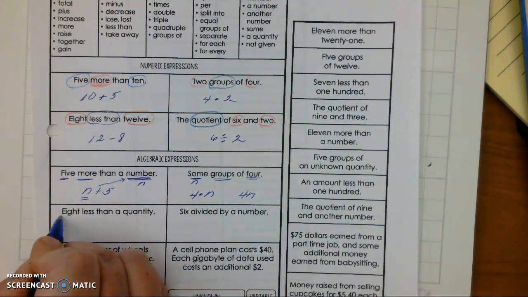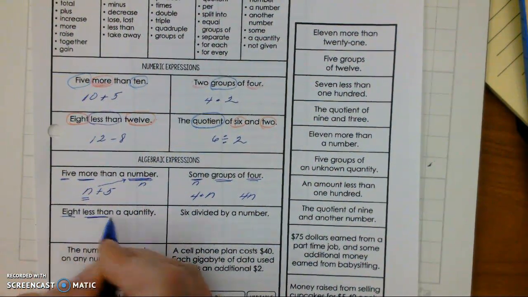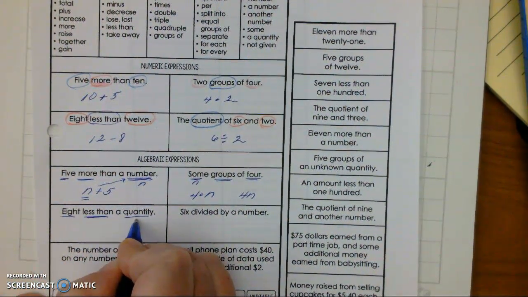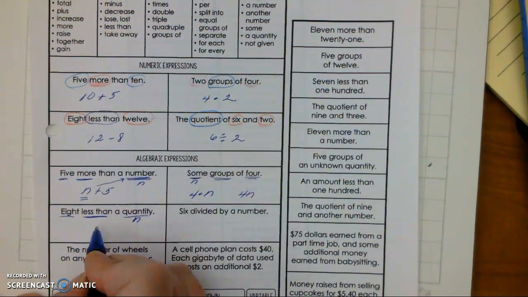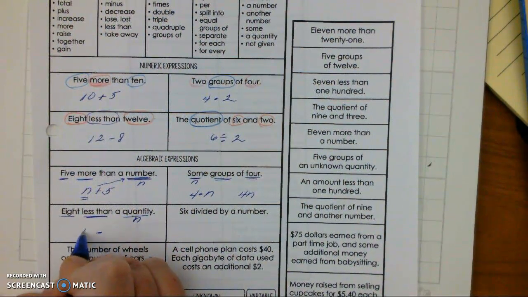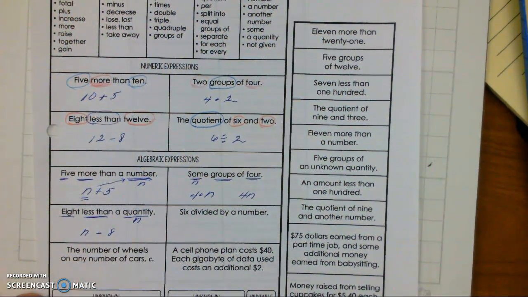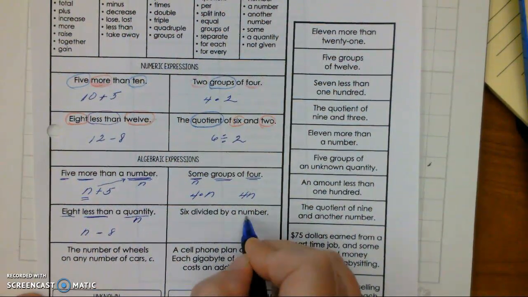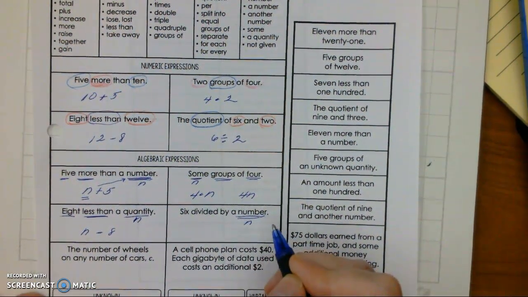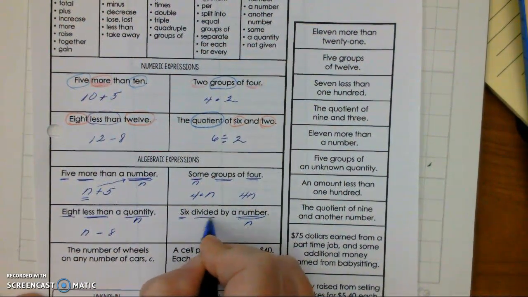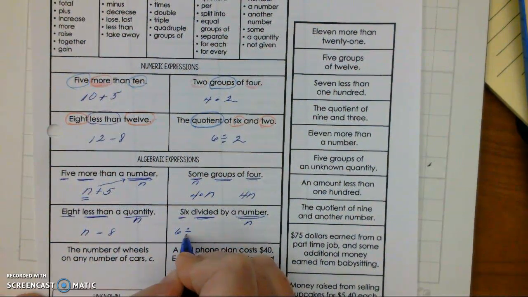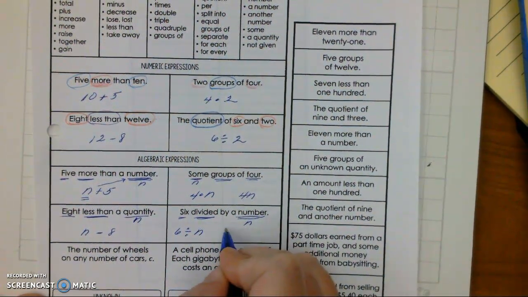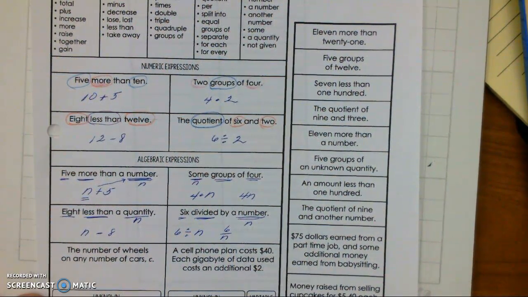So now again, we have 8, we have less than, quantity. So that is going to be the n, okay? And just like up here, it's going to be subtraction. It's going to be n minus 8, okay? Then 6 divided by a number. This is the n because it's the variable. We have 6 and we know divided by, so it's going to be 6 divided by n, or it's going to be 6 over n.